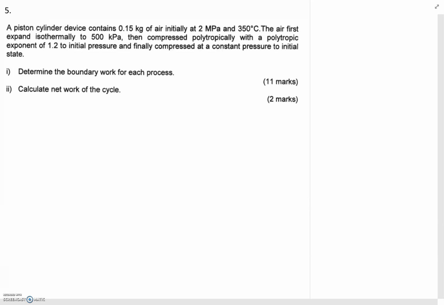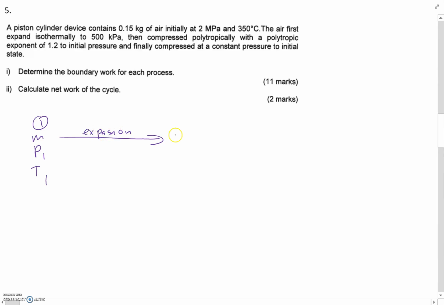Okay, for question number 5, a piston cylinder device contains 0.15 kilogram of air, initially at 2 megapascal. So it's state number 1. You are given the mass, you are given P1 and T1. The air first expands isothermally to P2, 500 kilopascal, then compresses polytropically. So you have another state. So this is state number 2.